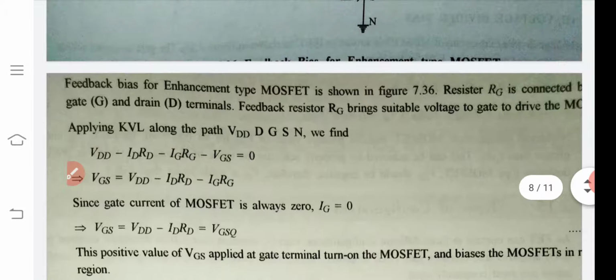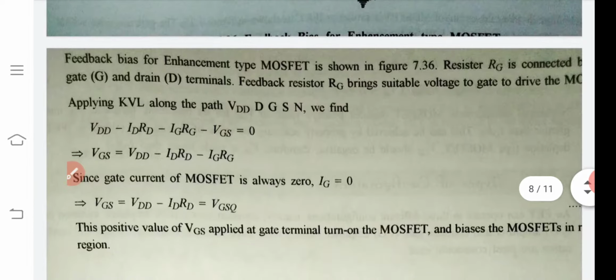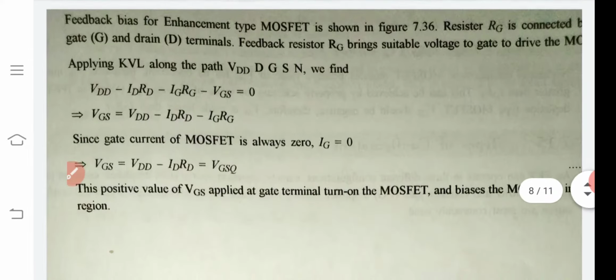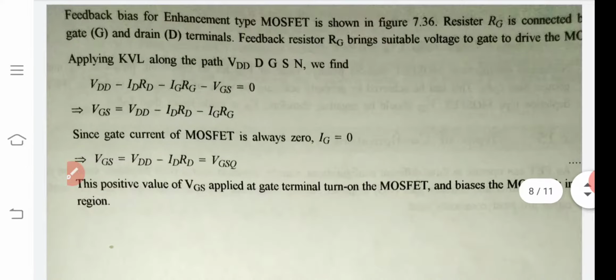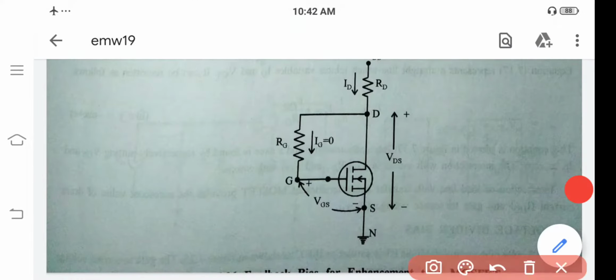Feedback bias for enhancement type MOSFET is shown in the figure. Resistance Rg is connected between the gate and drain terminal. Feedback resistor Rg brings suitable voltage to the gate to drive the MOSFET. Applying KVL here and here.